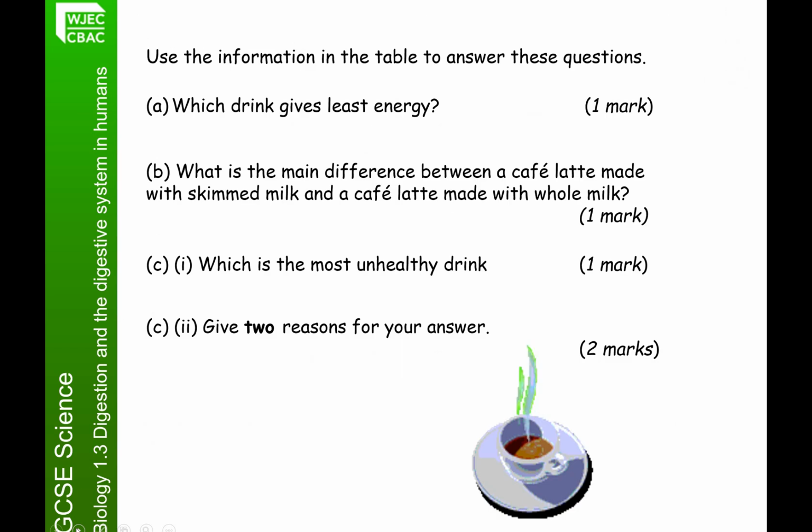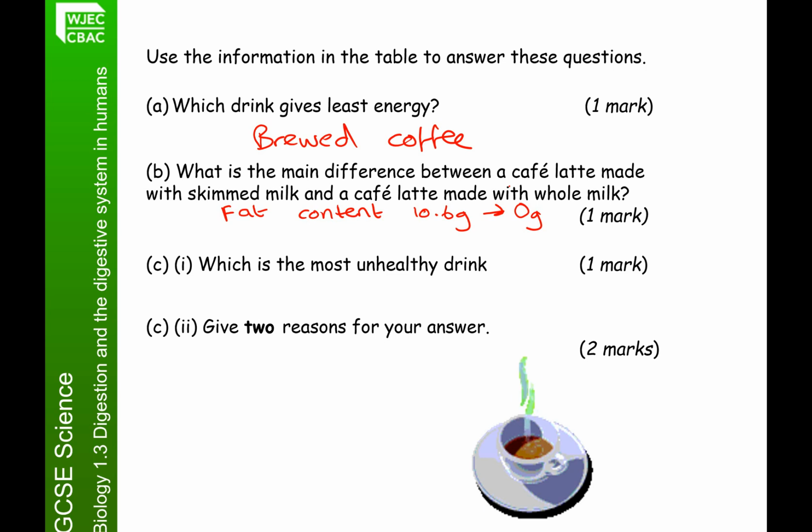So question 1, use the information in the table. Which drink gives the least energy? Would be the brewed coffee. What is the main difference between a cafe latte made with skimmed milk and a cafe latte made with whole milk? It is the fat content. So in the whole milk, there's 10.6 grams. And in the other, there is 0 grams.